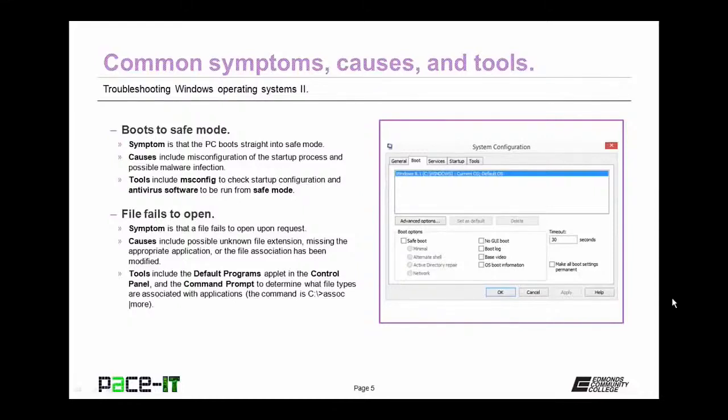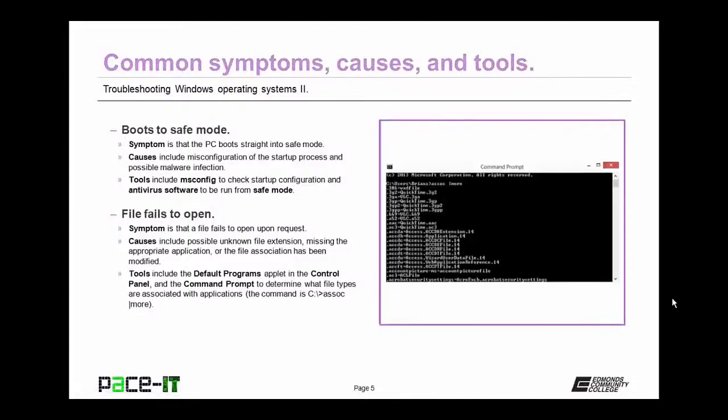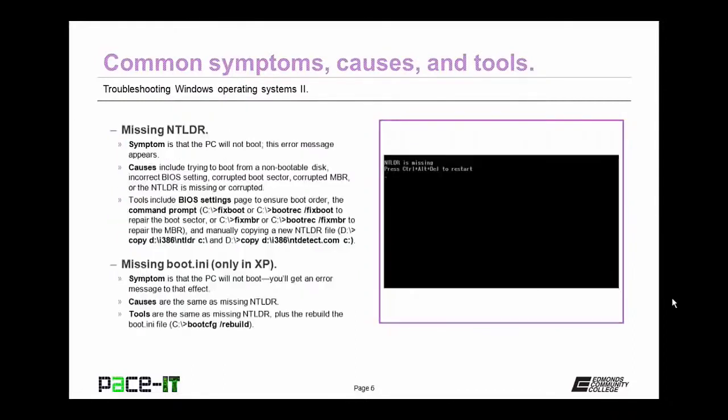Now, if a file fails to open, the usual causes include an unknown file extension, or you're missing the appropriate application for the file to open, or the file association has been modified. Tools to resolve this include using the Default Programs applet in the Control Panel and the command prompt to determine what file types are associated with applications. The command to do that is ASSOC pipe more.